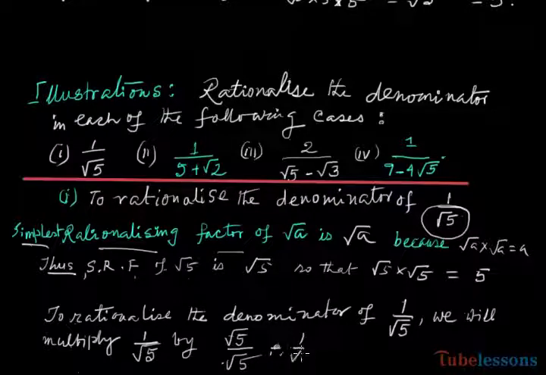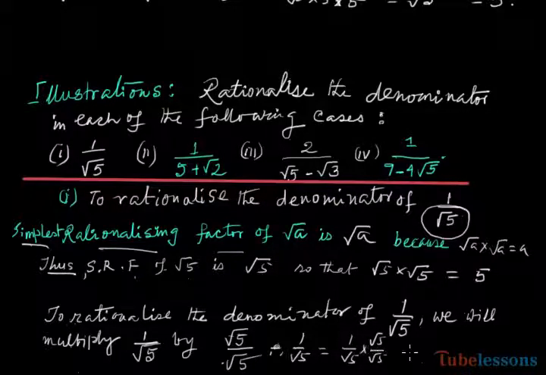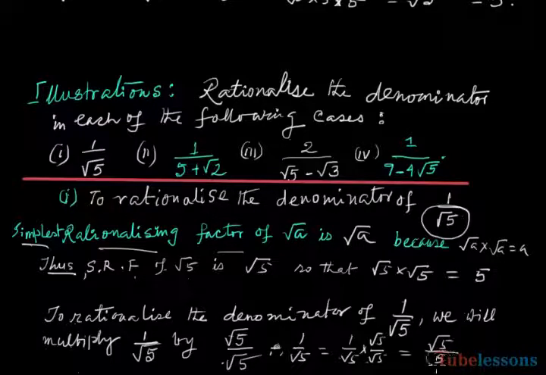So when you multiply with root 5 and root 5, the numerator is root 5 and root 5 into root 5 is 5, and this is a rational number. So this is the rationalization.